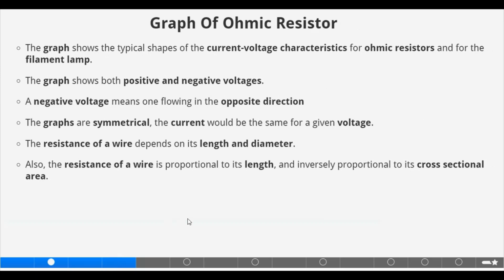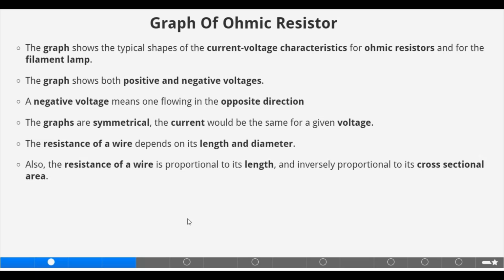Graph of ohmic resistor. The graph shows the typical shapes of the current-voltage characteristics for ohmic resistors and for the filament lamp. The graph shows both positive and negative voltages. A negative voltage means one flowing in the opposite direction. The graphs are symmetrical. The current will be the same for a given voltage.